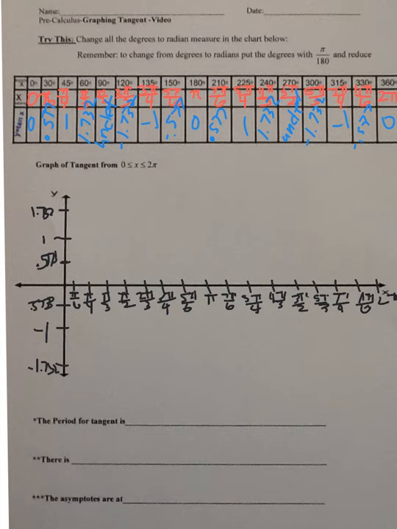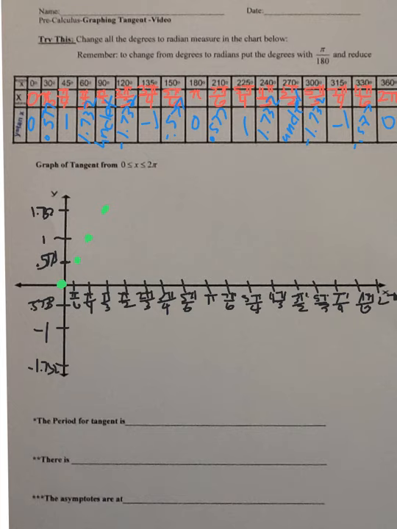Okay, so now let's start plotting the points. Okay, so I have 0 radians is 0. Pi over 6 is 0.5773. Pi over 4 is 1. Pi over 3 is 1.732. And then we get to an undefined.